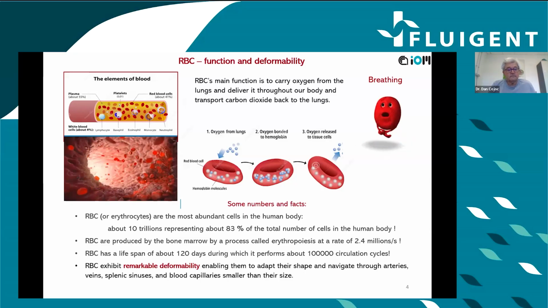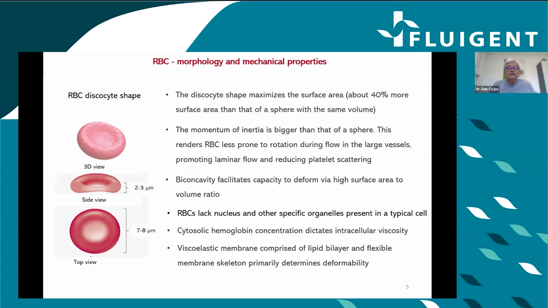should perform in so many cycles. Red blood cells exhibit remarkable deformability, enabling them to adapt their shape and navigate through arteries, veins, splenic sinuses, and blood capillaries, which are smaller than their size. So deformability is essential for the cell. Some morphological and mechanical properties. From the morphological point of view, the discocyte shape maximizes the surface area, about 40% more surface area than that of a sphere with the same volume.